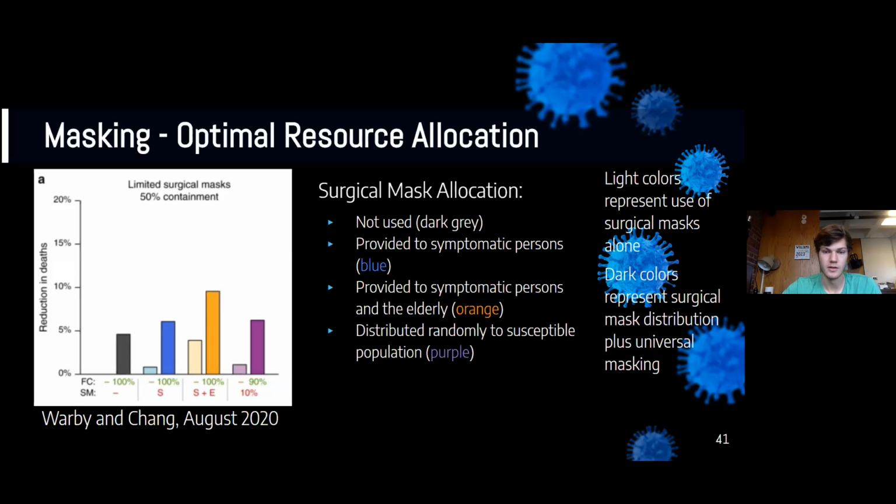I would have liked to be able to play with different variables and stuff like that, but I'm not going to go into too much about the paper, but they do a good job of laying out a bunch of different scenarios and seeing that this provision to elderly and symptomatic people is generally a pretty good way of reducing the death count.